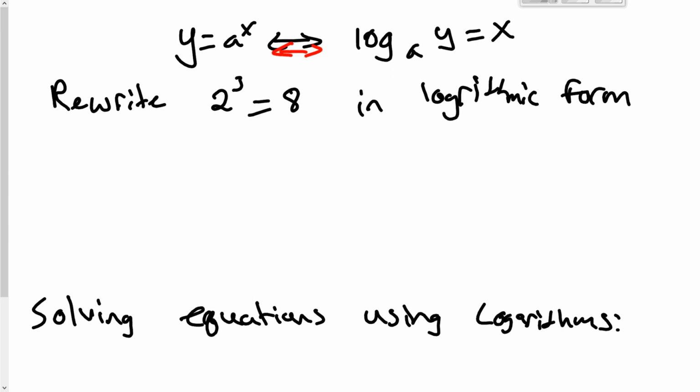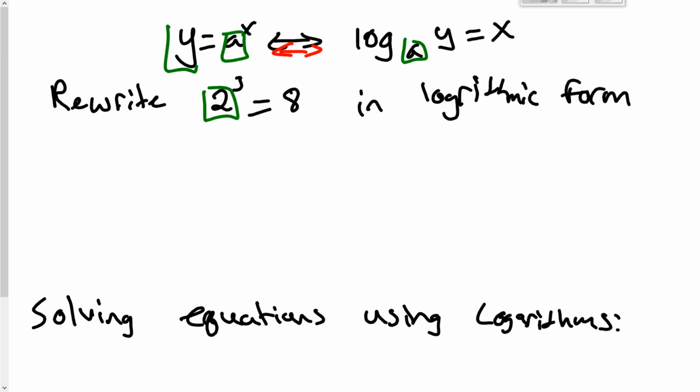So we want to take this exponential form and write it as logarithmic, right? So my base is my base. The base stays the base. Basically what happens is my x and y's just switch places, because these are inverses of one another. My x and y's just switch places.